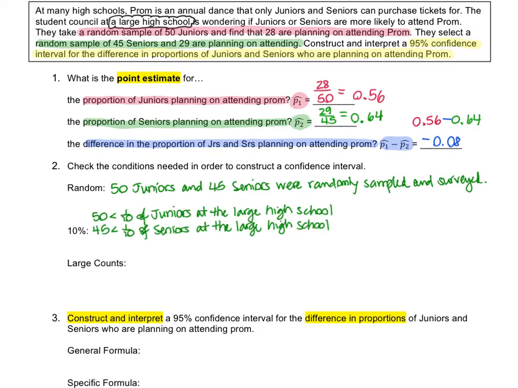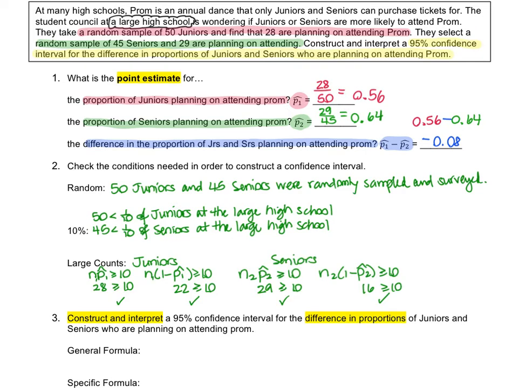Last of all, we need to check the large counts condition, and this we need to do for both juniors and seniors. So at this point, we know that we're trying to estimate the true difference in proportions, and we've checked our conditions. So we are ready to move forward with constructing and interpreting a 95% confidence interval for the difference in proportions of juniors and seniors who are planning on attending prom.